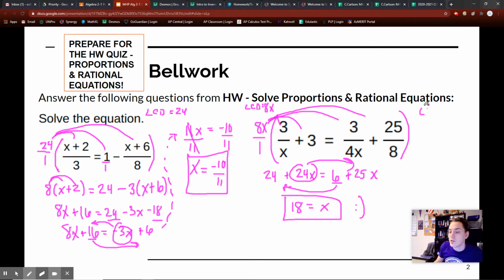Now my exclusions. When they ask for exclusions, my exclusion is, of course, x cannot be 0, because if I put 0 in for x here, that would be 4 times 0. 4 times 0 is 0. You can't have that because you can't divide something by nothing. Same thing here. So my exclusion is 0, and of course 18 is not 0, so that is my final answer. I don't need to do anything more.